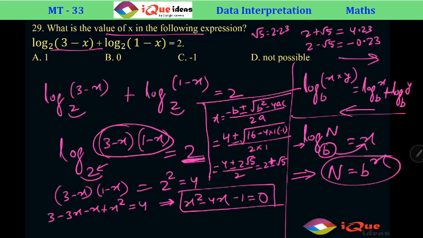Now, what does it mean? Let's look at this. We have two values of x, that is 4.23 and minus 0.23. If you look at this, in log, the values cannot be negative. That means 3 minus x has to be positive. 1 minus x also has to be positive.